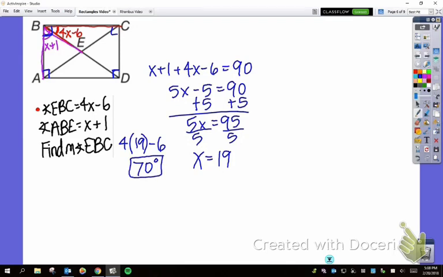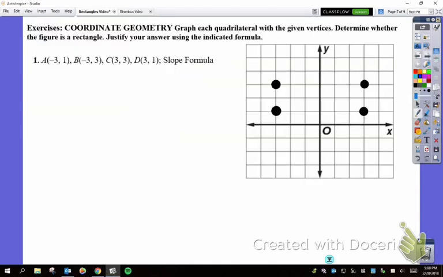Okay. Now I have one more thing that I want to talk to you about, and that's using slope to prove that this is a rectangle. When we look at is this a rectangle versus is this not a rectangle, we have to see if the sides are parallel and if our consecutive sides have opposite reciprocal slopes, which makes them perpendicular.